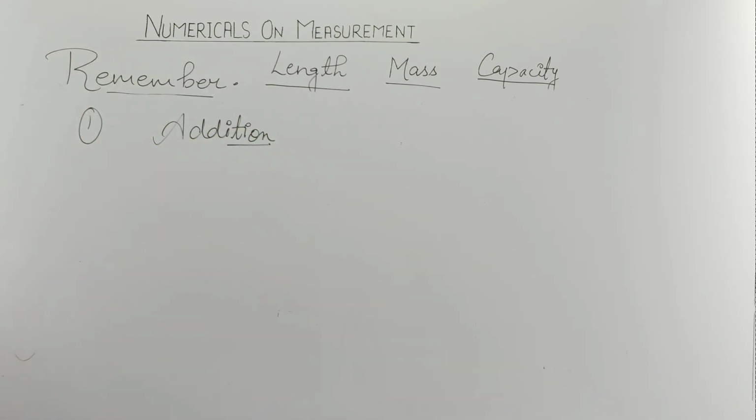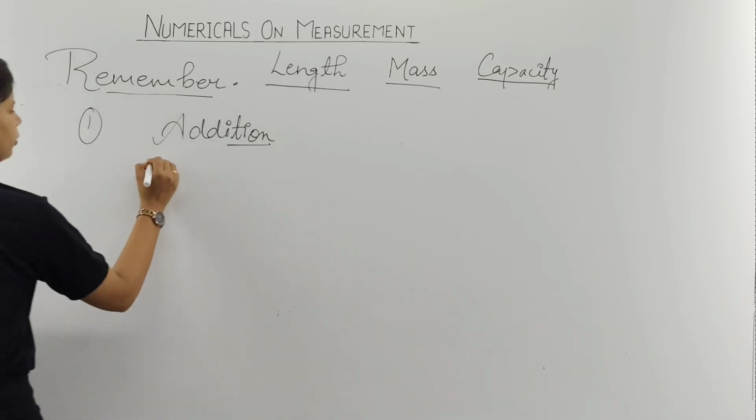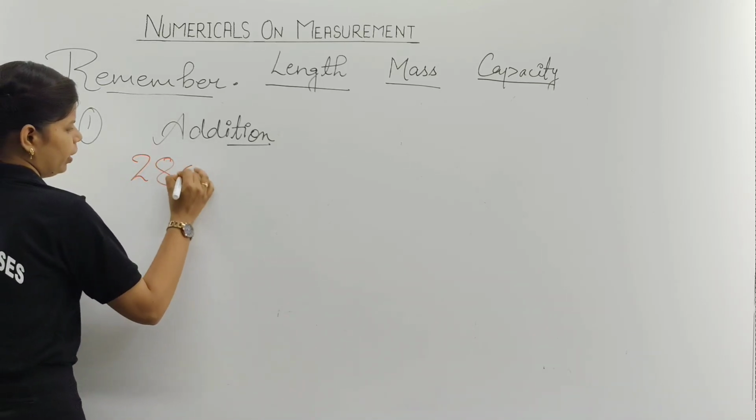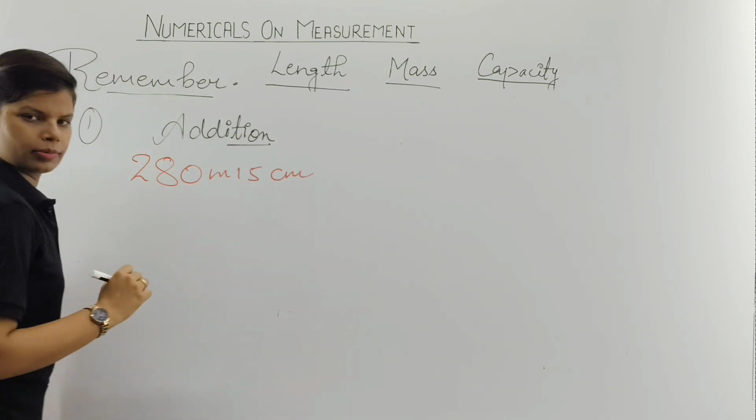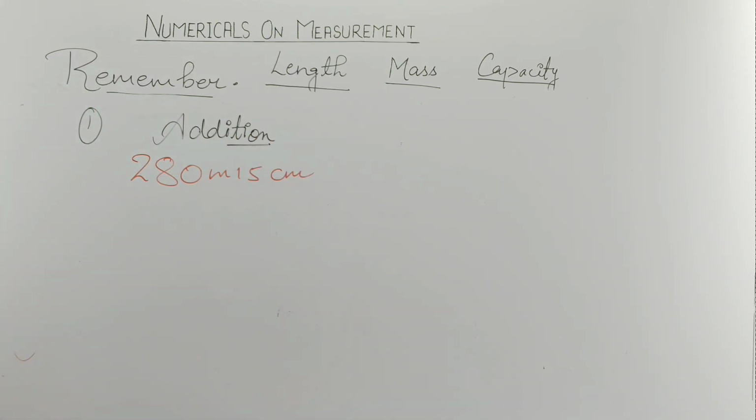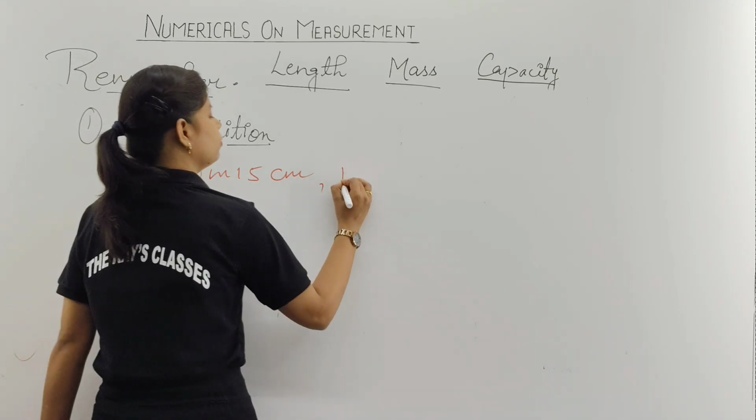Clear, children? So if your question is written like this, if your question is given 280 meter, directly I am writing 280 meter 15 centimeter. Clear? First question of yours is what? 280 meter 50 centimeter. Second is written 412 meter 37 centimeter.